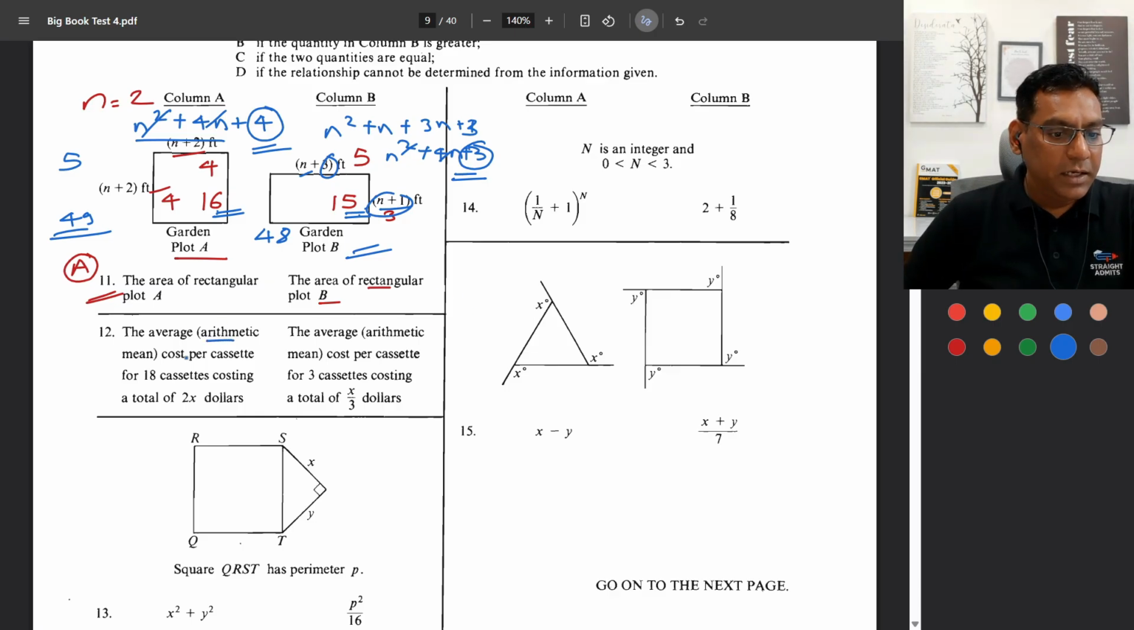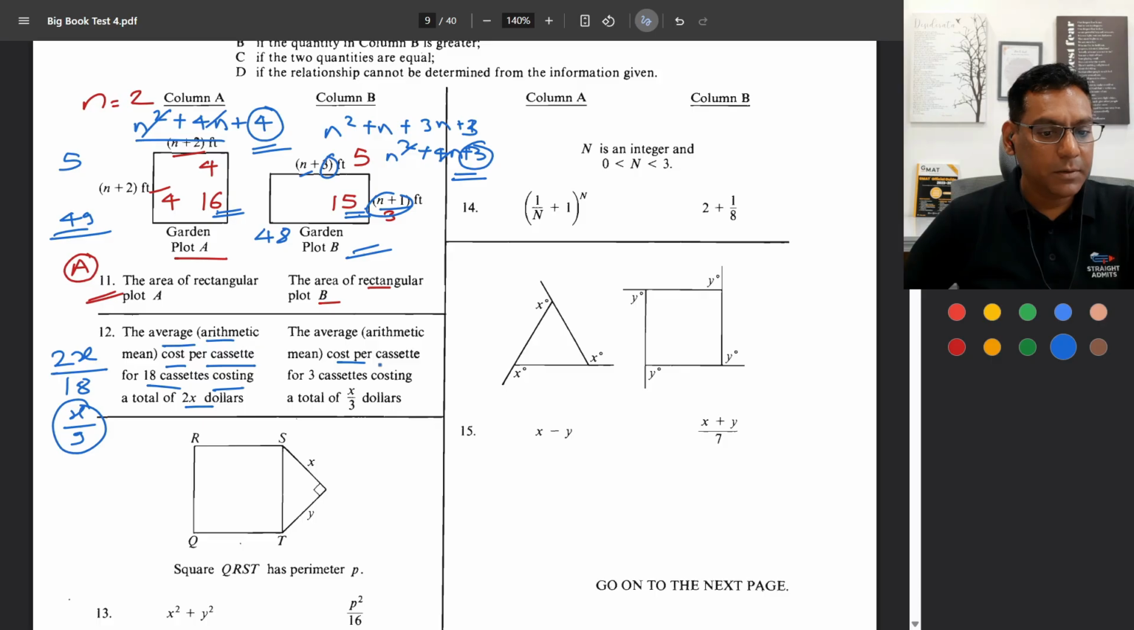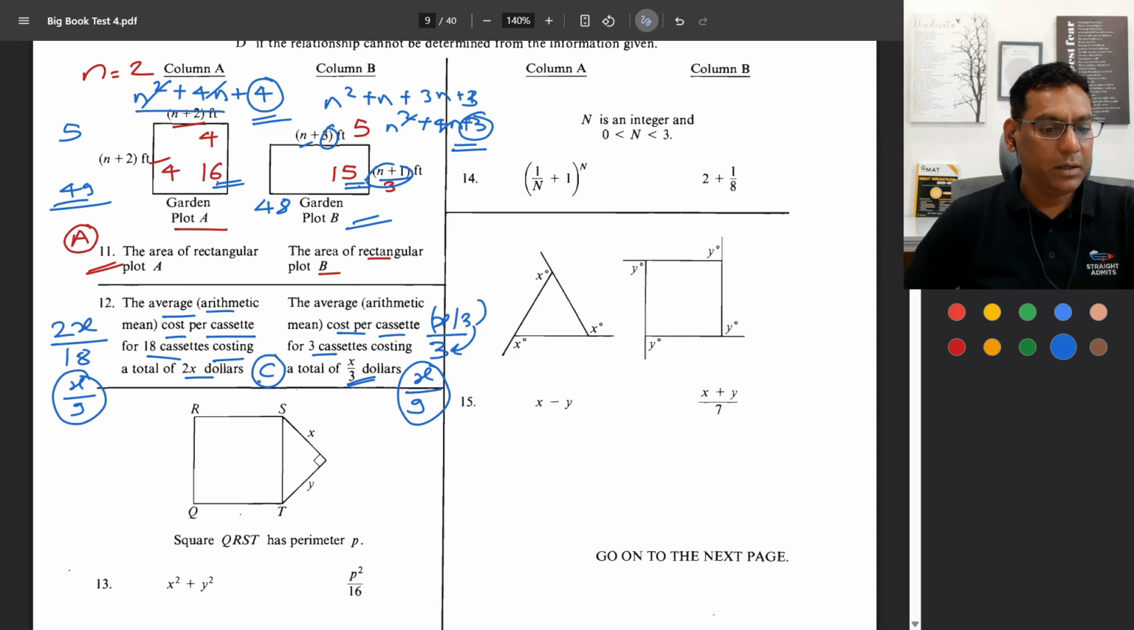The average arithmetic mean cost per cassette for 18 cassettes costing a total of 2x dollars. Okay, so total is 2x. For 18, arithmetic mean is going to be x by 9. Average arithmetic cost per cassette of 3 cassettes, costing a total of x by 3. So x by 3 is the cost, divide that by 3. What do I get? If I get this 3 down, it would be x by 3. I'm getting the same quantity again. Answer choice C is the correct answer. Okay, all right.